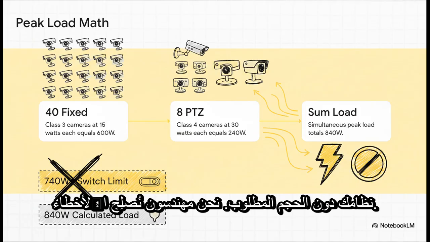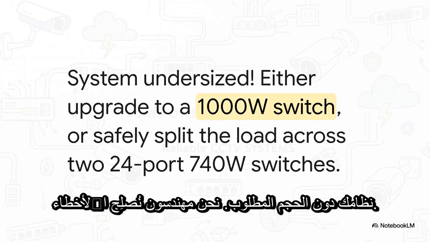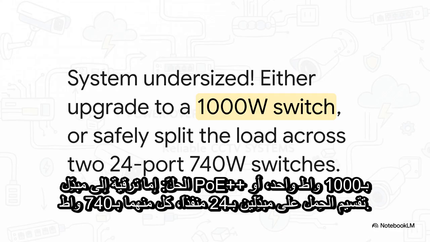And guess what? That 840-watt load completely breaks the specifications of your 740-watt switch. It's mathematically impossible. So your system is mathematically undersized. But hey, we're engineers, right? We fix things. The exact solution here is pretty straightforward. You either need to upgrade your core to a single 1,000-watt PoE++ switch, or you take that 48-camera load and safely split it across two 24-port switches, with each one having its own dedicated 740-watt budget.